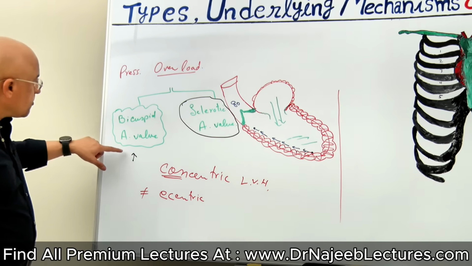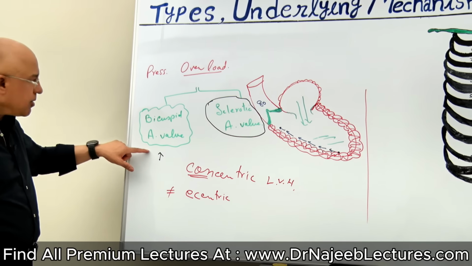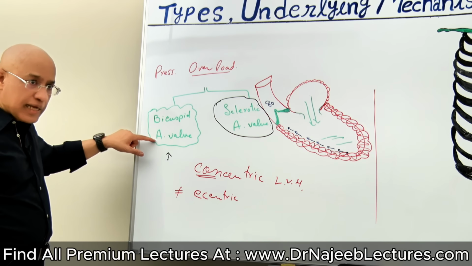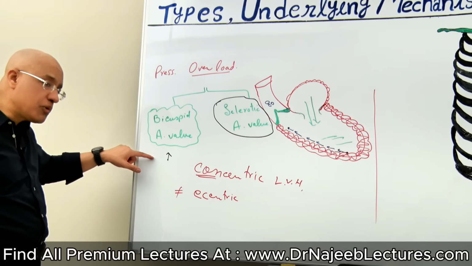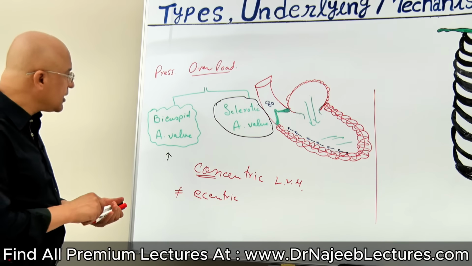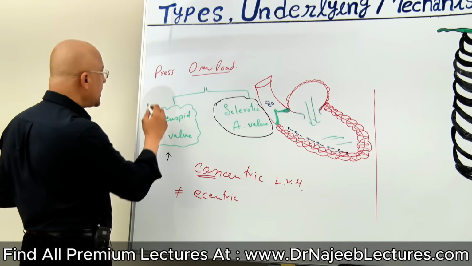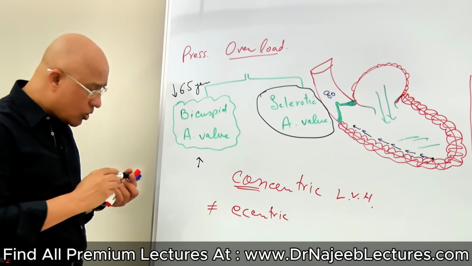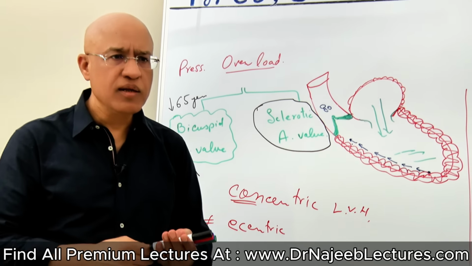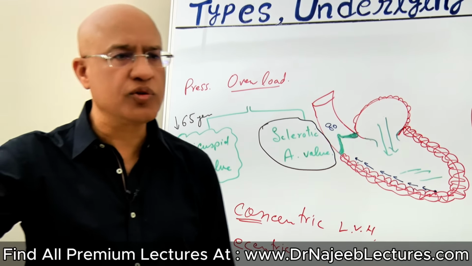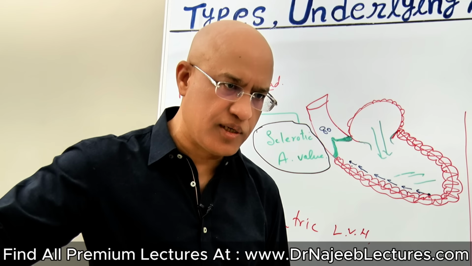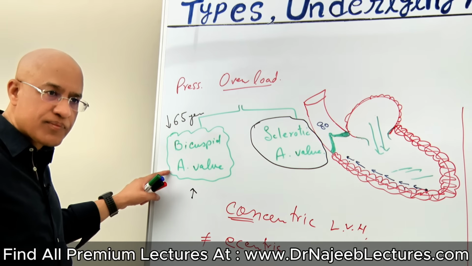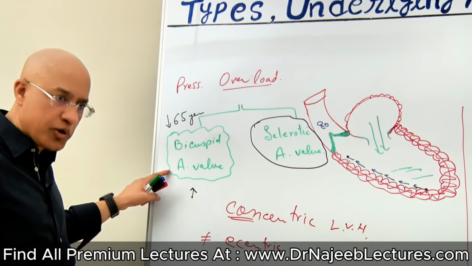This type of problem, congenital bicuspid aortic valve, usually becomes symptomatic before the age of 65. They are under the age of 65 years, of course. So if someone comes to you with aortic valve stenosis at the age of 30 or 40 years, you must think of a bicuspid aortic valve.